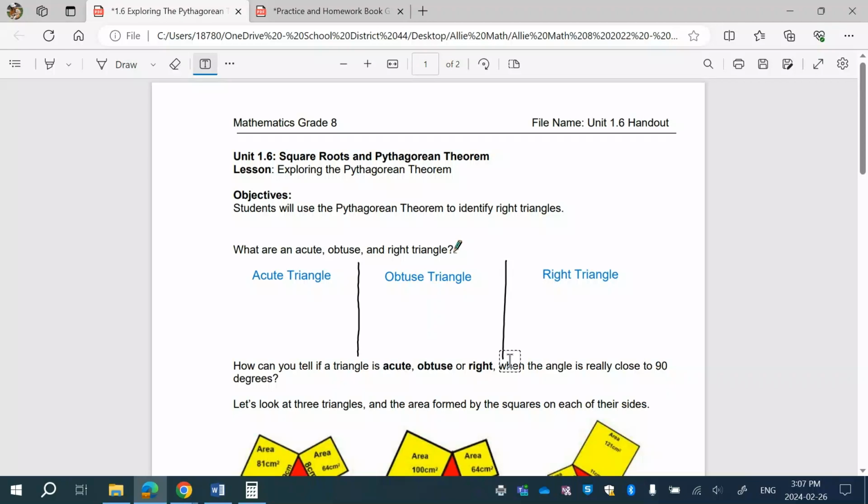Hello, everybody. Here we are, 1.6, exploring the Pythagorean theorem. So our objective: students will use the Pythagorean theorem to identify right triangles.